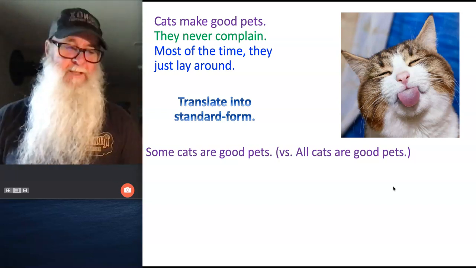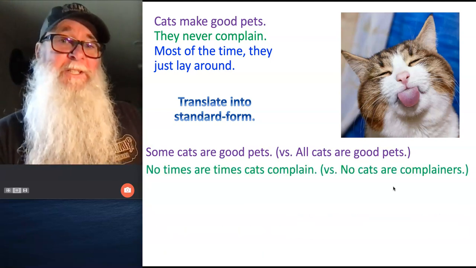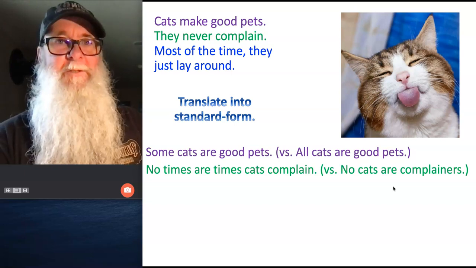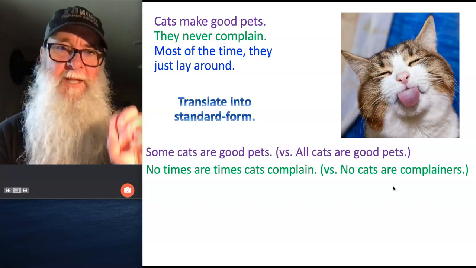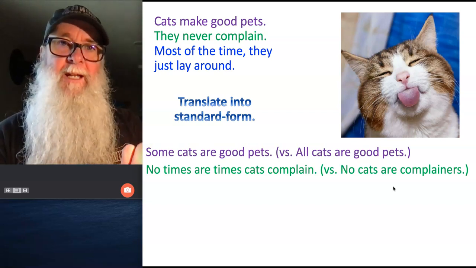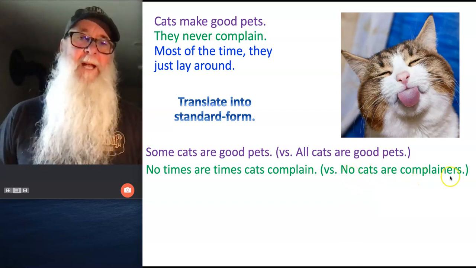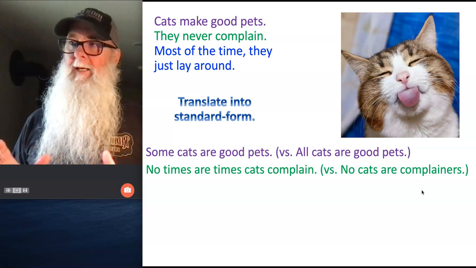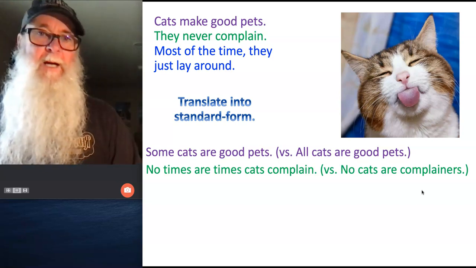All right, "they never complain." This one's trickier, okay? Probably the best interpretation of this is "no times are times cats complain." And yes, I know that sounds goofy and clunky and artificial, but it expresses "they never complain" as a standard form categorical statement, and it retains the element of time that's implied by the word "never." So you might have come up with something like "no cats are complainers," and I get it. I mean, that works. It's not that that's inaccurate. It's just that it's lost that element of time, okay?